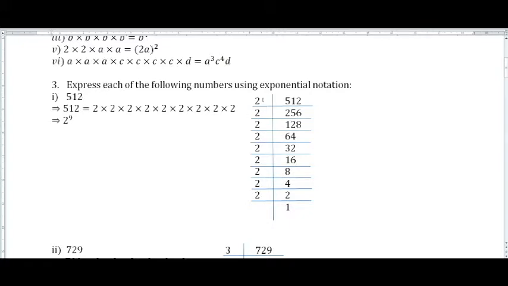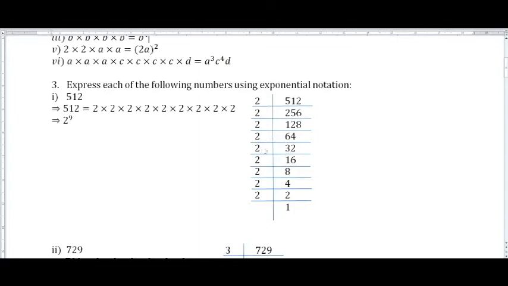So here we are going to see 512. Since the last digit is an even number, it is divisible by 2. So if you divide 512 by 2, it is 256. 256 divided by 2 is 128. Then if you divide 128 by 2 again, it will become 64. If you divide 64 by 2, that is 32.